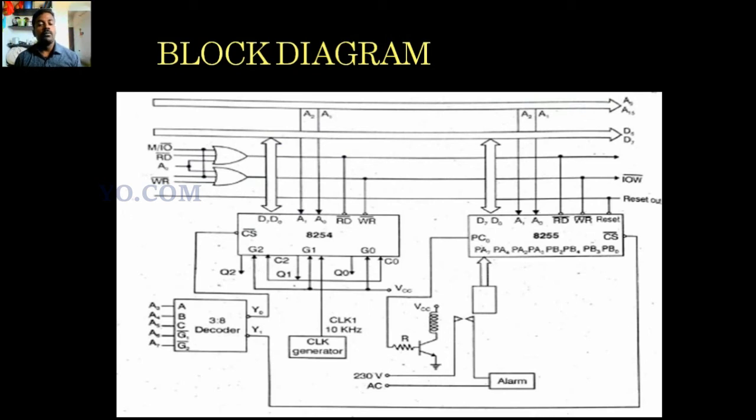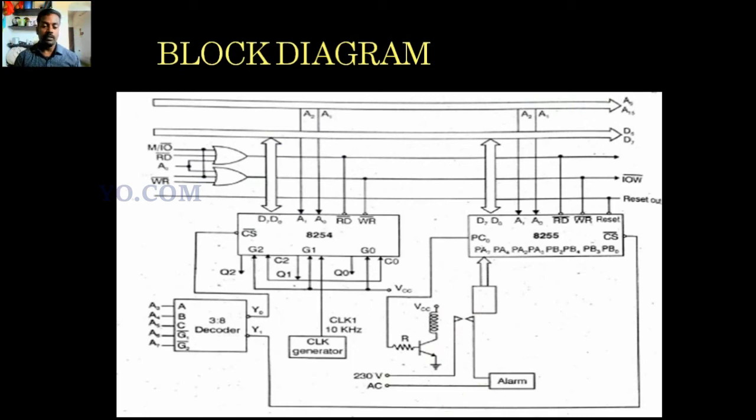According to the program loaded in the 8086, the alarm is enabled at the time of an emergency condition. The alarm works at 230 volt AC. The 230 volt AC is controlled by the relay circuit. The relay circuit switches the 230 volt AC to the alarm whenever we need.